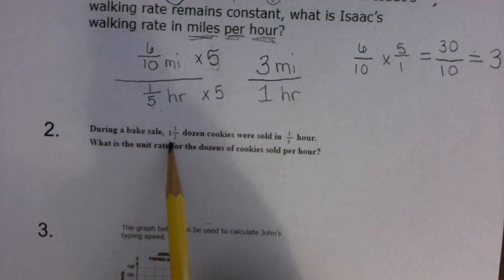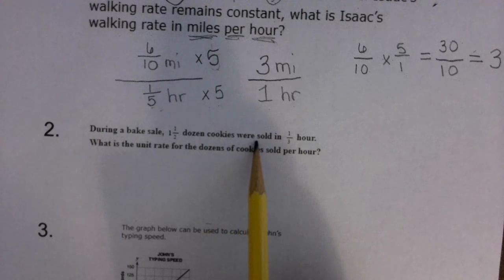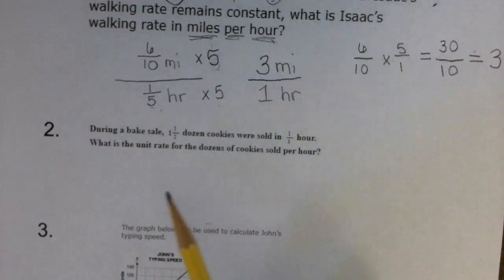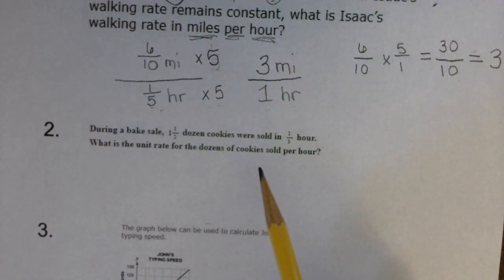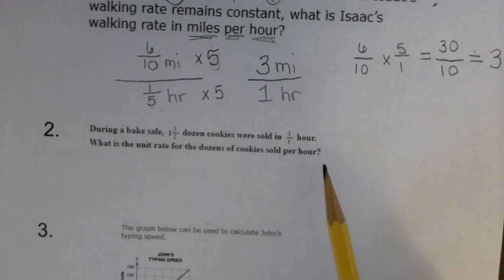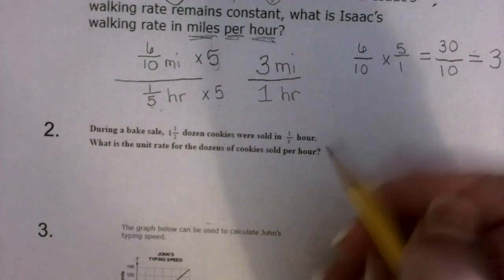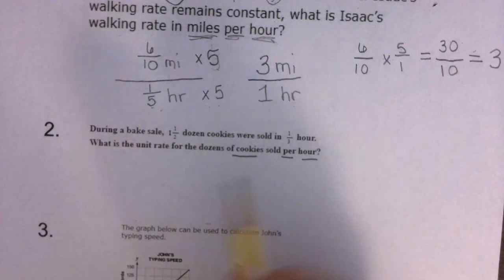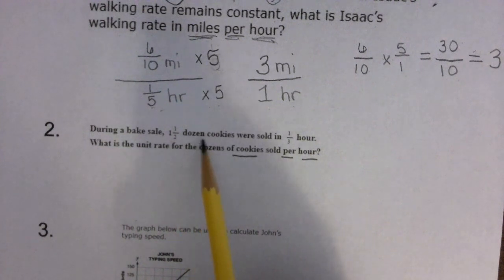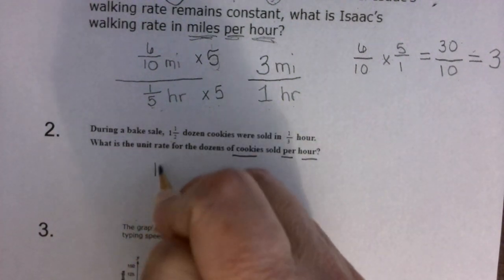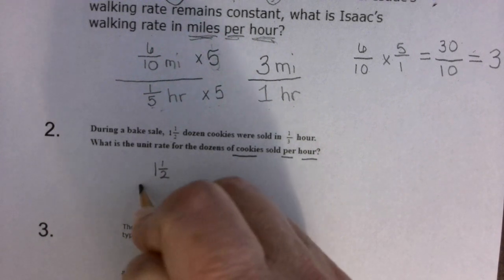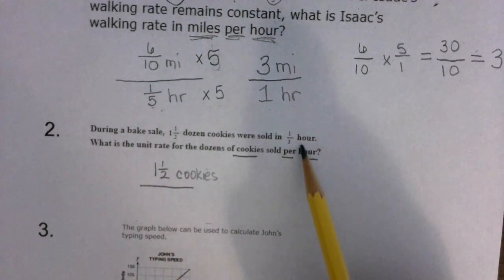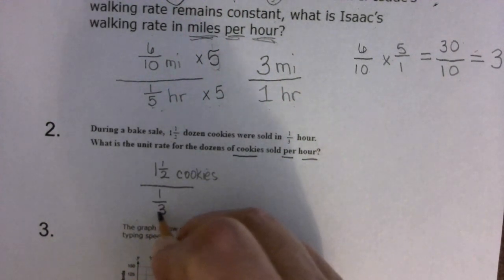During a bake sale, 1.5 dozen cookies were sold in 1/3 of an hour. What is the unit rate for the dozens of cookies sold per hour? So again, we're looking at cookies per hour. So we have 1.5 dozen cookies. And that's in 1/3 of an hour.